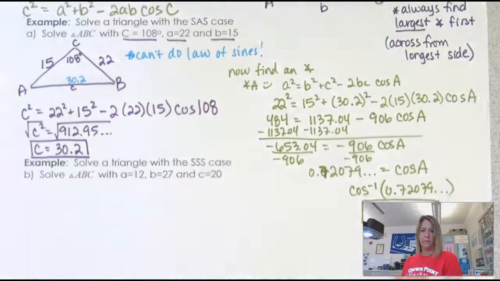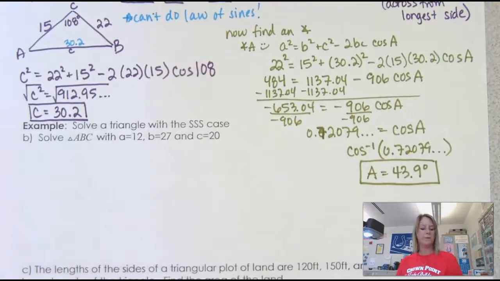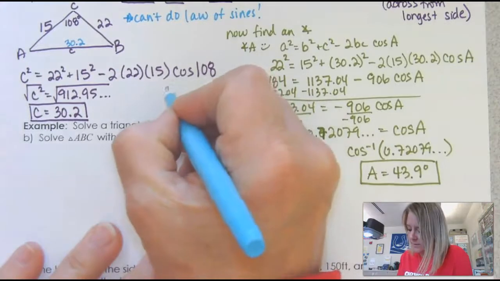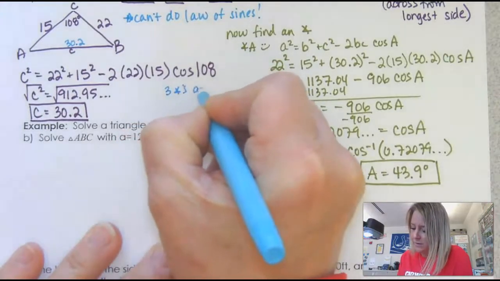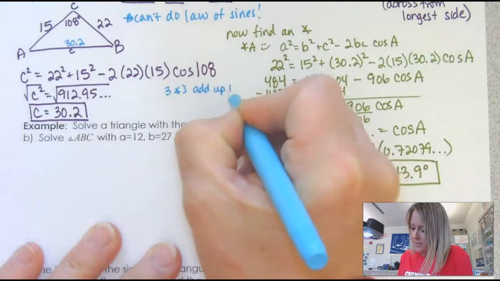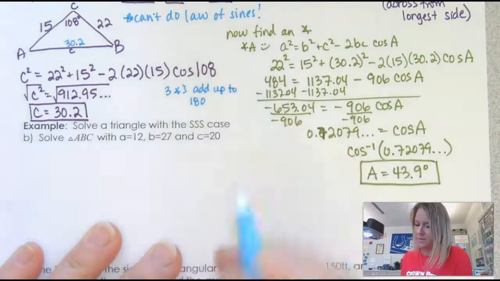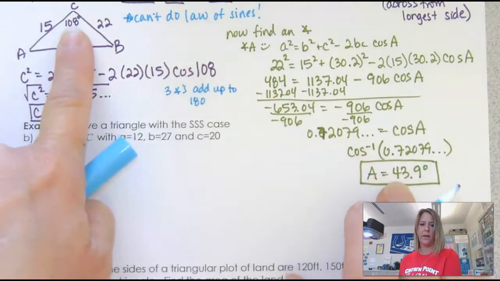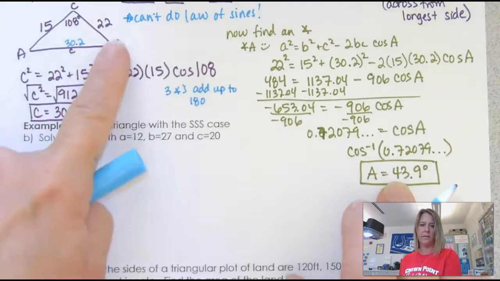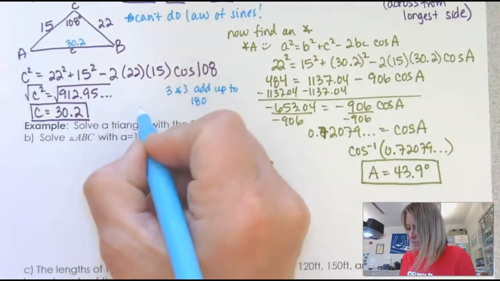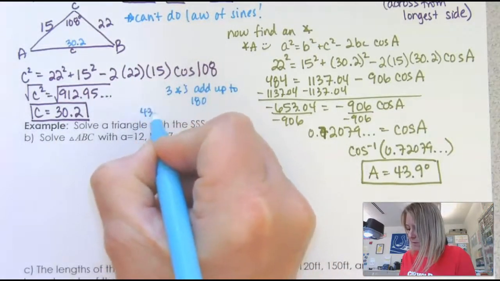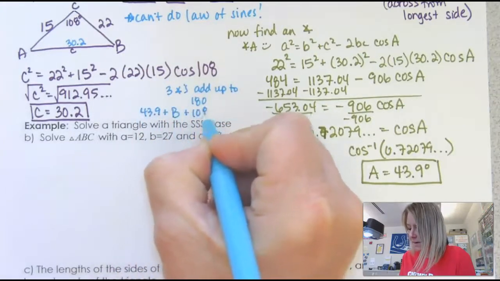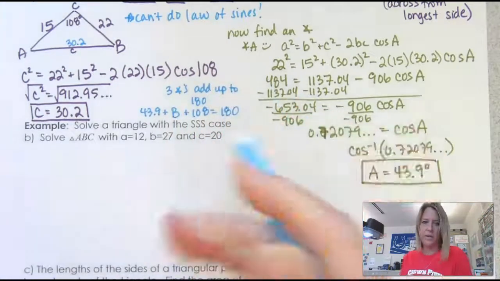Now I could go and do all this work again. I mean, obviously I'm running out of room here, my goodness. But if you remember, 3 angles always add up to 180. So let me write this here. 3 angles add up to 180. So I've already got one of the angles is 108. Another angle is 43.9. So the third angle with it is going to have to add up to 180. So here's what I'm doing. I'm doing angle A is 43.9 plus I don't know angle B plus angle C is 108, and this equals 180.